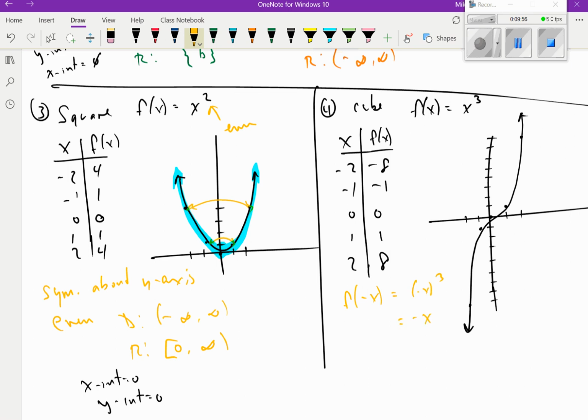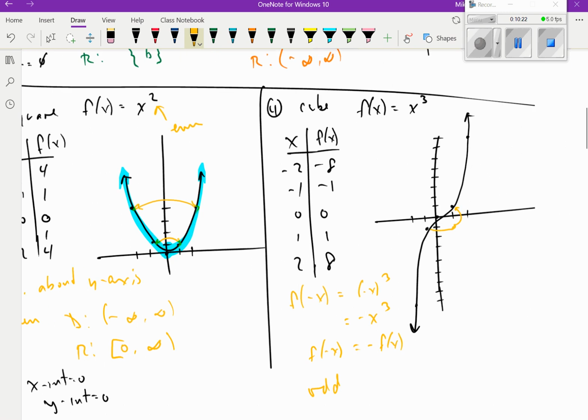Which is then the negative of x cubed, which is the negative of f of x. And so if f of negative x is the negative of f of x, that is the algebraic definition of what it means to be an odd function. Graphically, we could say, take any point, reflect it over the y-axis, then reflect it over the x-axis. If both of those in sequence hold true, then graphically we say that we are an odd function.